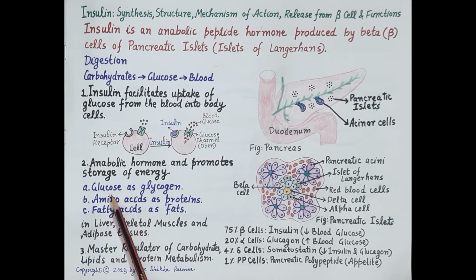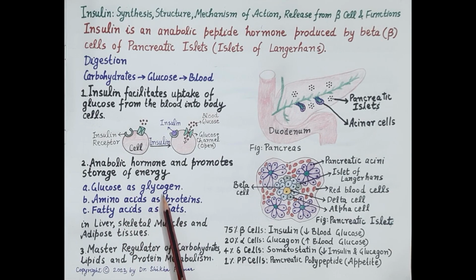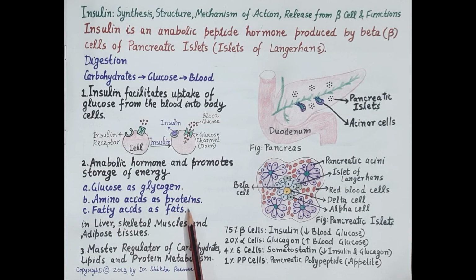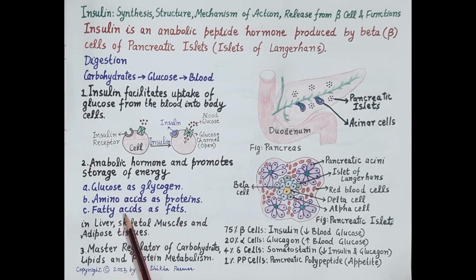Now, the glucose that is not utilized by the cells for energy is converted to glycogen and is stored in the liver and muscles. Insulin also promotes synthesis of proteins from amino acids, and these proteins are stored in the muscles. Fats are synthesized from fatty acids, and these fats are stored in the adipose tissue.